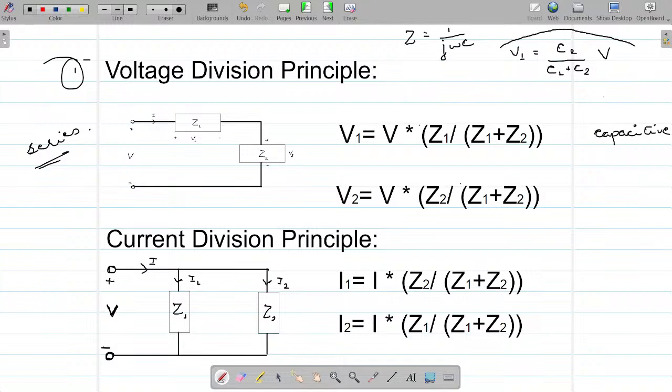Please be very clear. If you're asked in terms of capacitances, because impedance has an inverse relation with capacitance, your formula would transform in such a way. So in case you have to find the voltage division in terms of capacitances, it is inverse to the normal voltage division in terms of impedances, right? Okay, I hope it's clear till now.